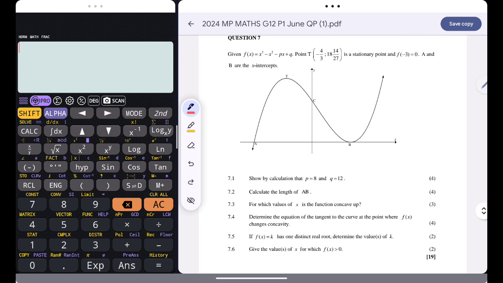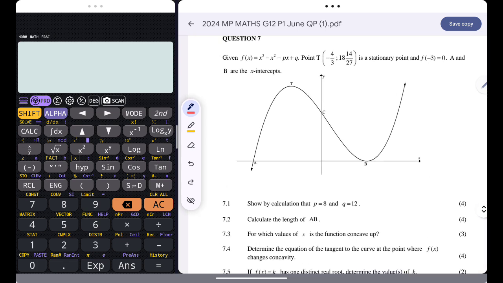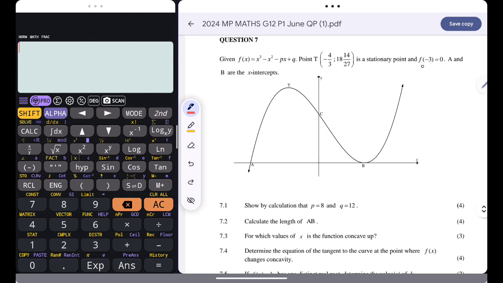Okay, question number 7. We are given f of x, and we are told that point T is a stationary point, and that f of negative 3 is equal to 0. And we are told that A and B are both x-intercepts. In this statement, f of x is only equal to 0 at the x-axis. Since I only have one negative x-intercept, the coordinates of A are negative 3 and 0.